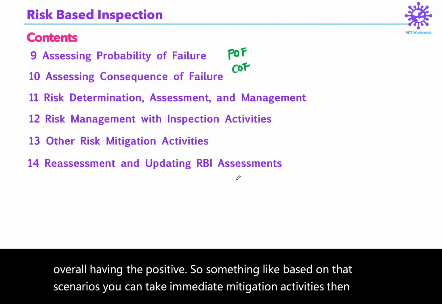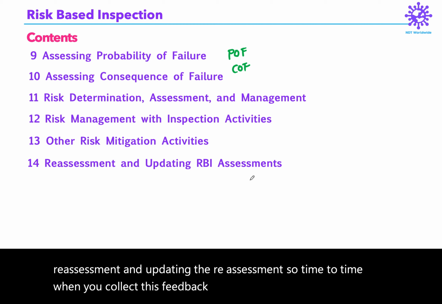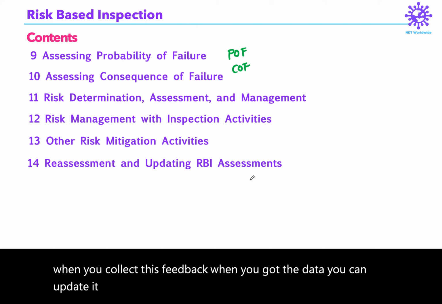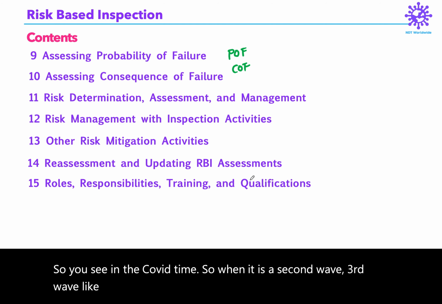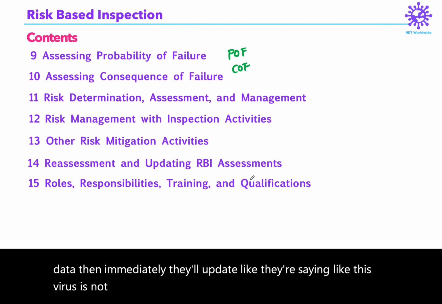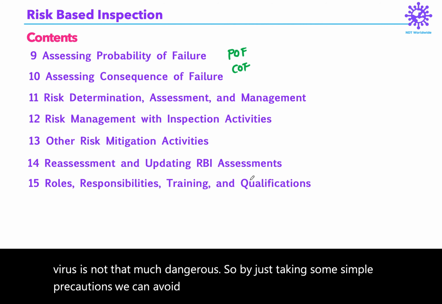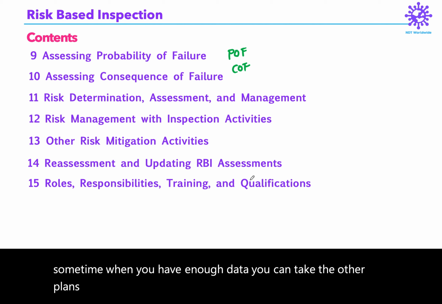Then reassessment and updating the risk assessment. So from time to time, when you collect feedback and get the data, you can update and reassess. As you saw in the COVID time, when it was the second wave, third wave, when they got the new variants and some data, they immediately updated, saying that this virus is not that dangerous. So by just taking some simple precautions, we can avoid the fatalities or hospitalizations. So sometimes when you have enough data, you can take other plans, contingency plans.